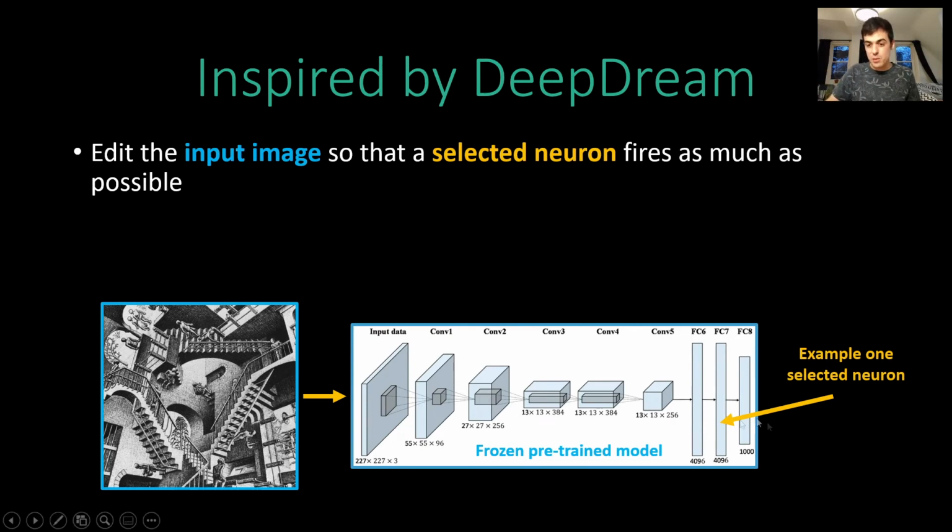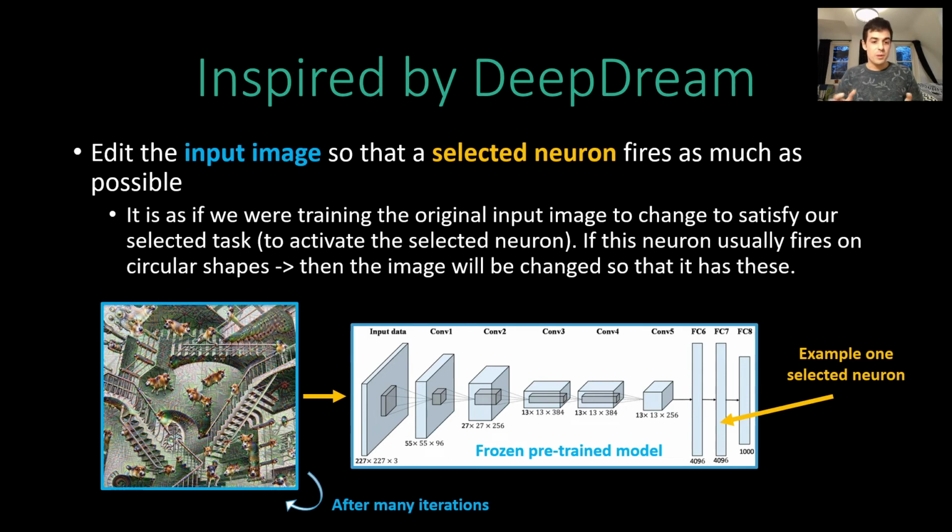For example, if this neuron was firing on spherical patterns in the original image, over iterations of the deep dream algorithm, we will get more and more of these circular patterns in the original image, because they satisfy this one selected neuron. After many iterations, say this is some neuron that likes dogs, and so it is just generating some sort of dog-like patterns. We are almost training the original image without touching the model.